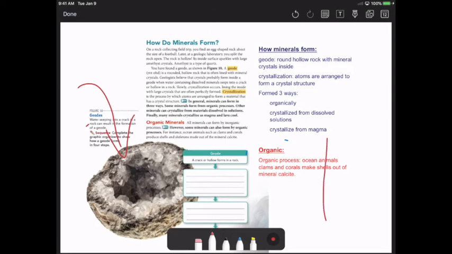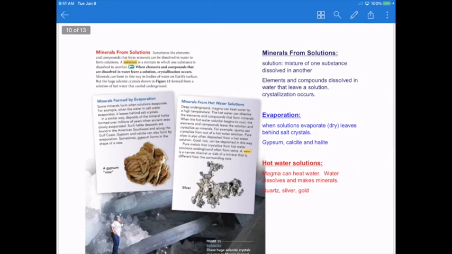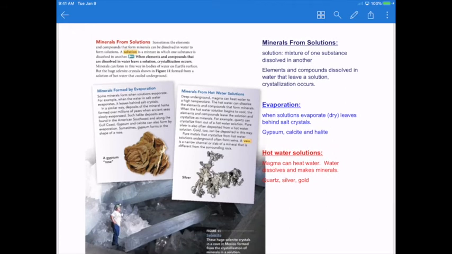Okay, next we have minerals from solutions. A solution is a mixture of one substance dissolved into another. Elements and compounds dissolved in water leave a solution, and crystallization occurs. Minerals can form in this way when bodies of water on the Earth's surface evaporate a little bit and leave crystals behind. So the solution is water with another dissolved material. It's usually water.